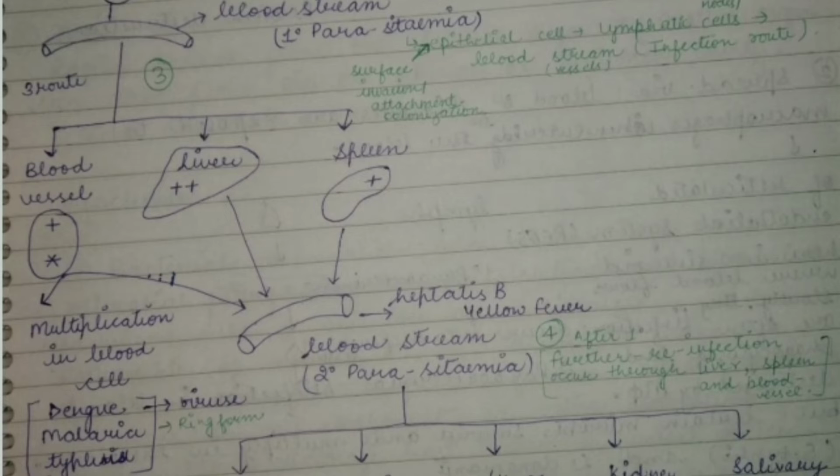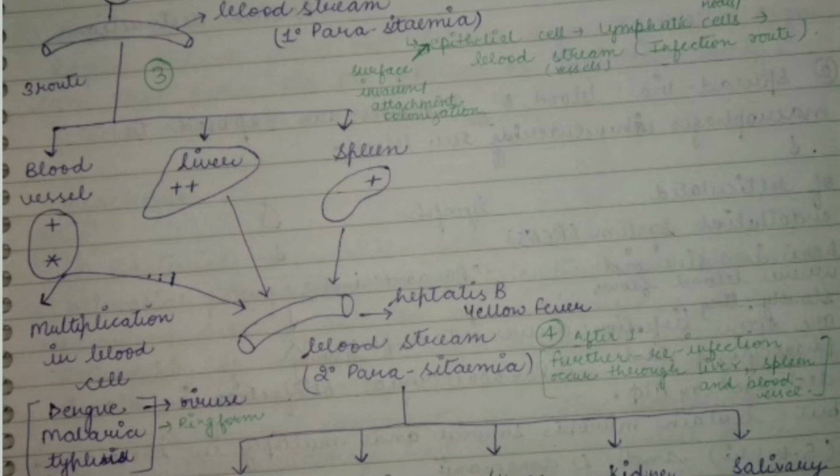After entering other organs, they will infect the blood vessels of these organs also. They will multiply in those blood cells and cause diseases like dengue, malaria, typhoid. Dengue, malaria, typhoid can be caused by primary parasitemia. Okay, then they will go into other blood vessels also to cause secondary parasitemia.